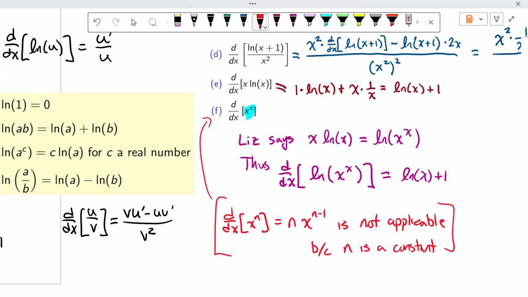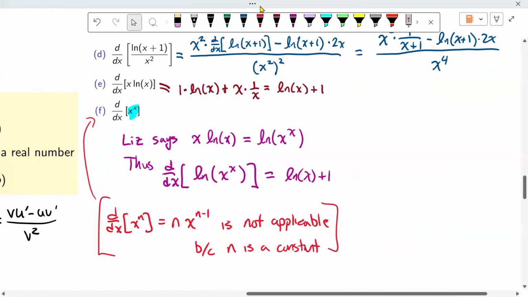So what do we do instead? Well, we follow from Liz's insight. Liz says the derivative of natural log of x to the x is this. By golly, we're really close, aren't we? If we could just get rid of that natural log, we'd be in business. But we can't. But we also sort of can. So let me explain how. This one is a magic trick.